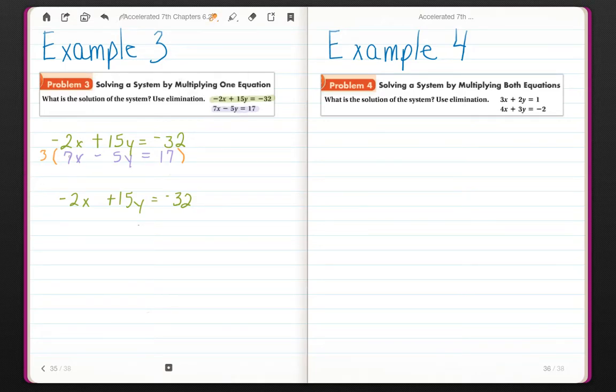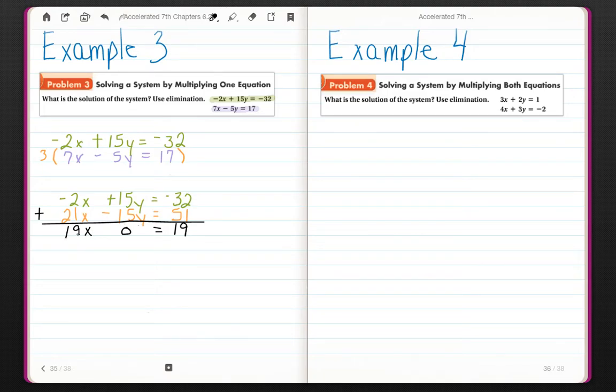After multiplying, I get 21x minus 15y equals 51. Now I'm going to go ahead, because I have plus 15 minus 15, I'm going to add these two together. Because 15 plus negative 15 is 0. Negative 2x plus 21x is 19x. Negative 32 plus 51 is 19.